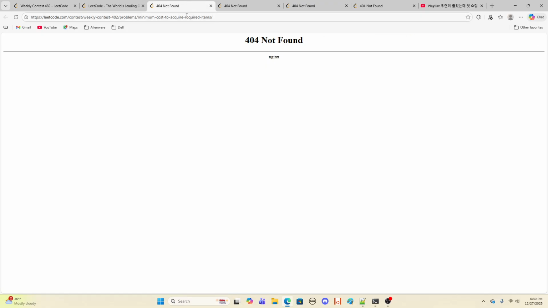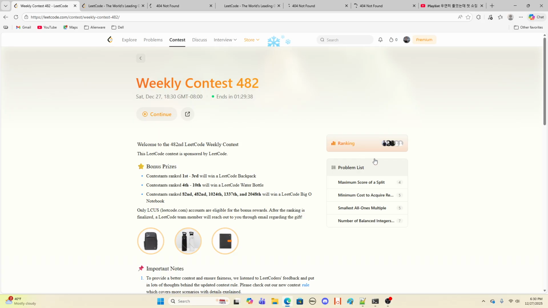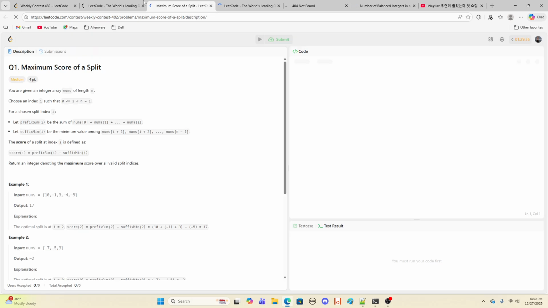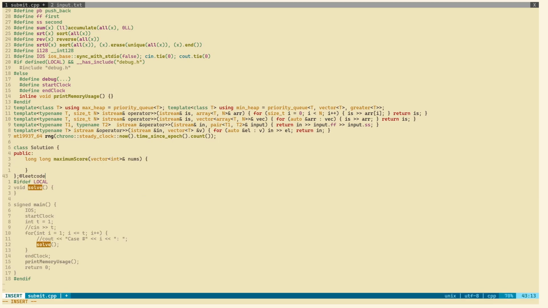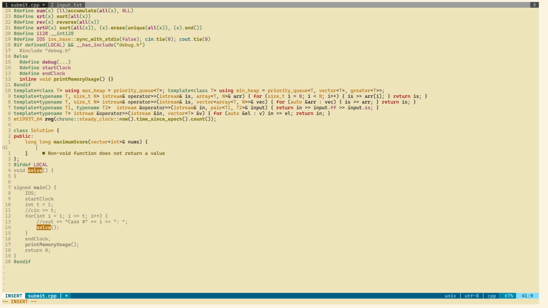Maximum score split. Sum of that, suffix min. Okay, so we just do what it says.